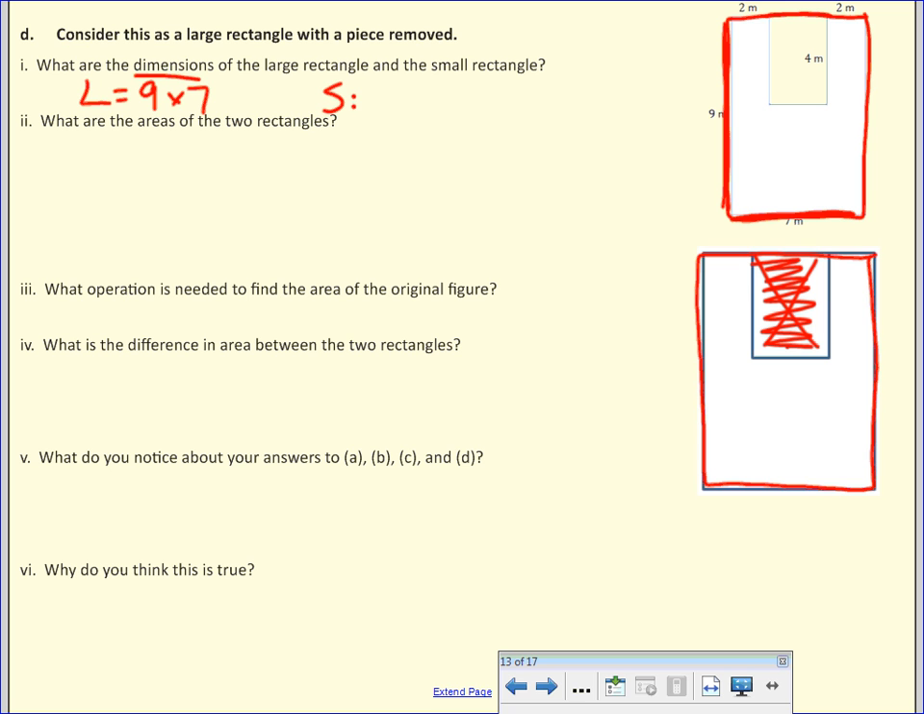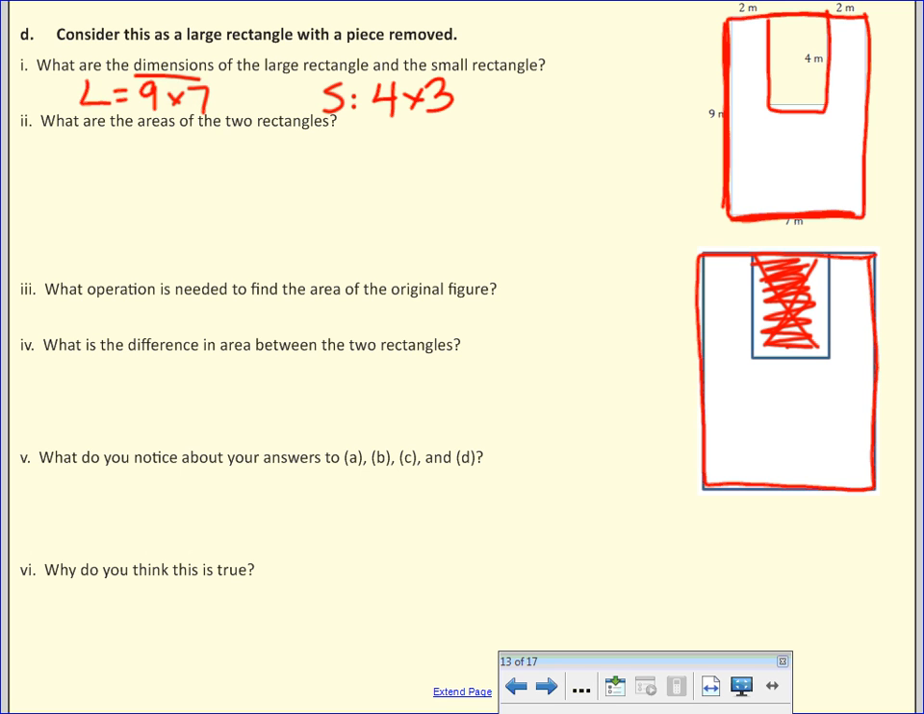Now what about that small rectangle that's inside? What are the dimensions of that smaller rectangle? The large rectangle, what are the dimensions of this small rectangle in here? Yeah, well, we're just looking at the dimensions. It's 9 by 7. Yeah, but you're right. Right, the smaller rectangle is 4 by 3.